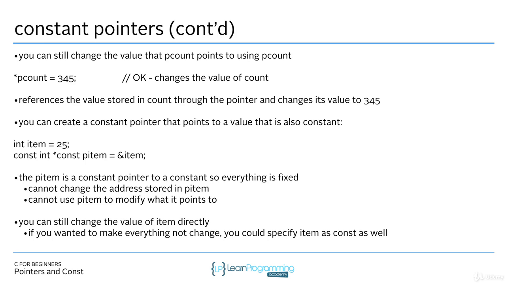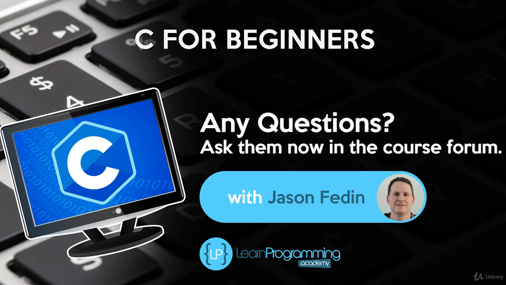However, you could still change the item. Item is not a constant, so you could change item. You can change the value directly. If you wanted to make sure nothing was changed, you'd have to actually create the item int variable as a constant as well. And then that would say it's never going to ever change. But remember the difference here between constant pointers and constant values that the pointer is pointing to. You can use both. You can use one or the other. If you wanted to ensure that everything's constant, make sure what you're pointing to, that variable, is constant as well.